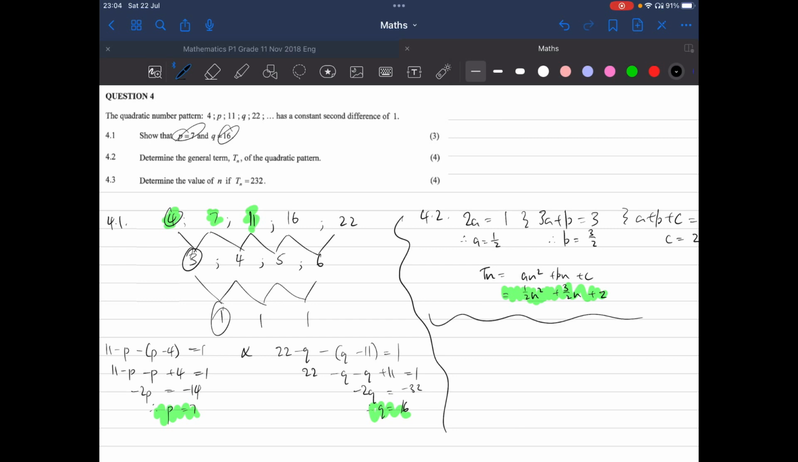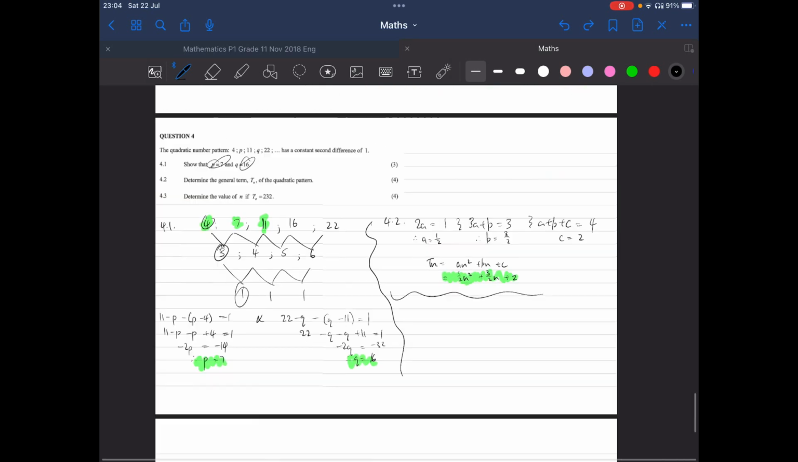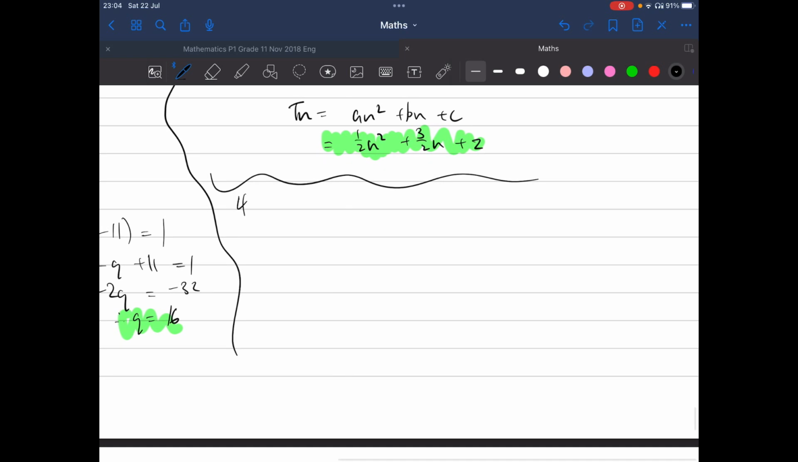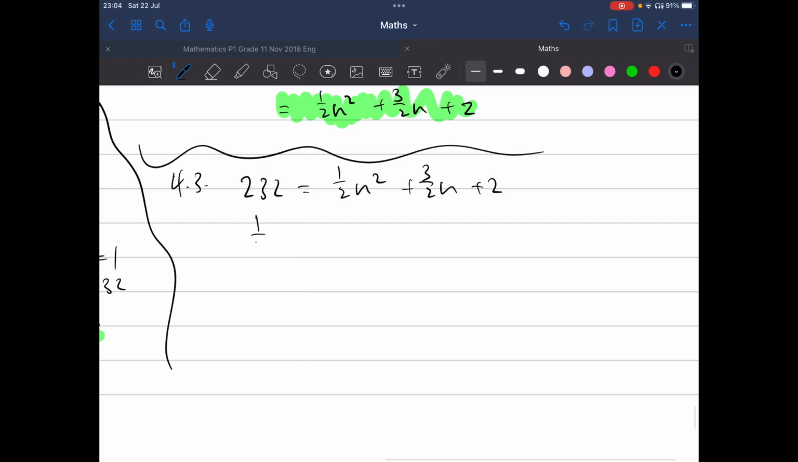Now that we have that, we can simply do this one. Determine the value of n if Tn is equal to 232. This is 4.3. So 232 equals half n squared plus 3 over 2 n plus 2. Let's bring all of our terms over to one side. So I'll have 2 minus 232, which is minus 230, equals 0.